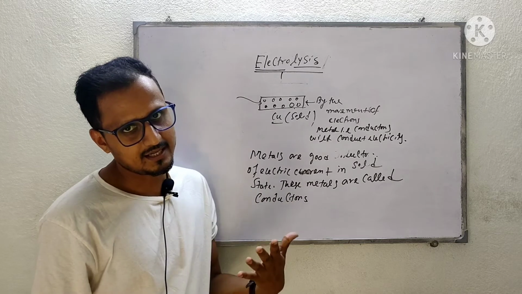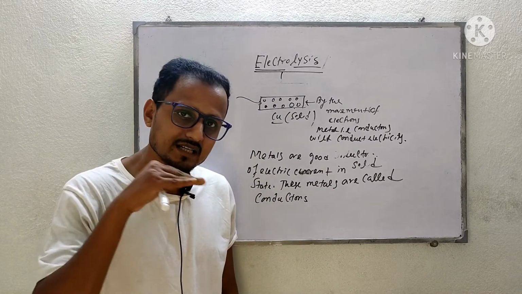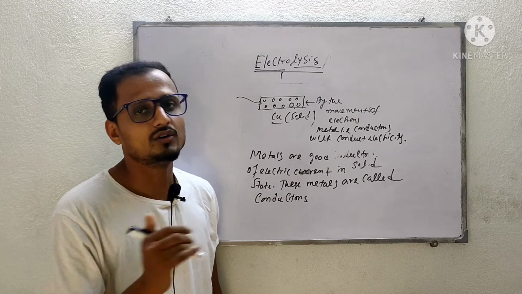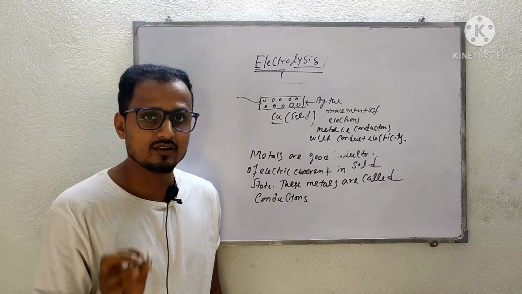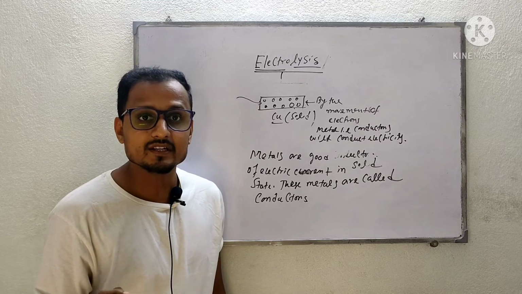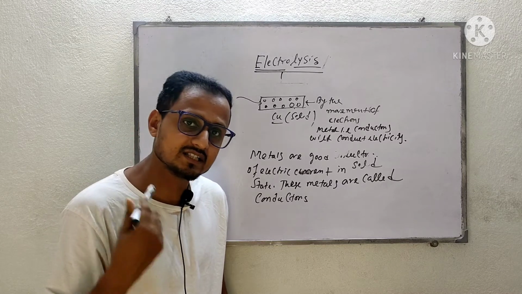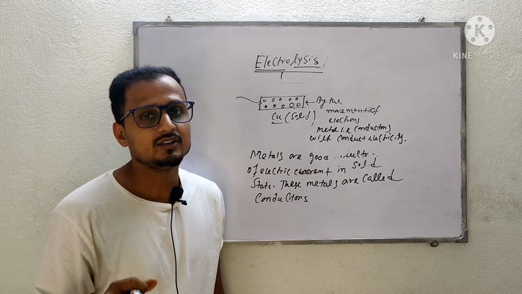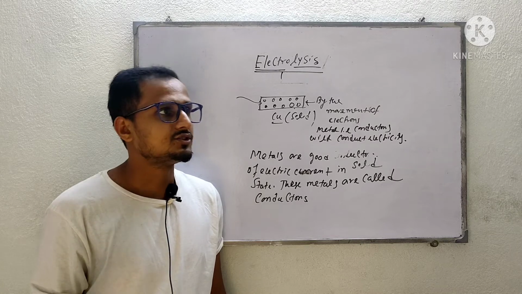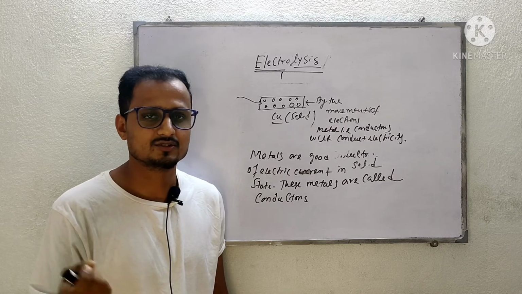So what we have learned is that metals are good conductors of electricity. If you pass electric current through them, they will conduct it by the movement of electrons. Non-metals like nitrogen and oxygen cannot conduct electricity, so they are non-conductors. For housing purposes we normally use copper, which is a good conductor of electricity.